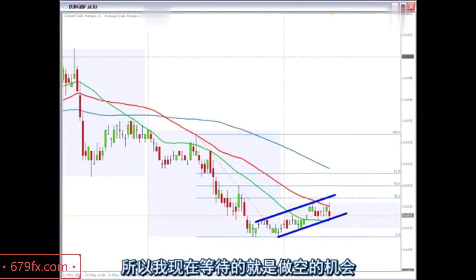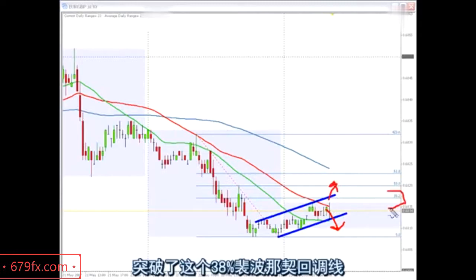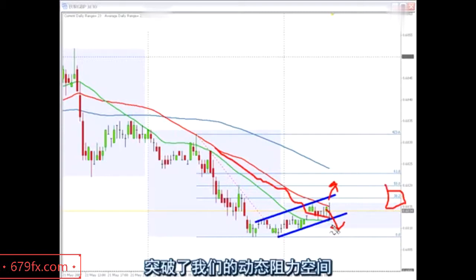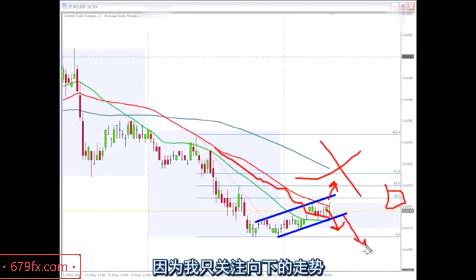So I'm definitely looking for a short opportunity here. I'm searching for a breakout to the downside of this flag. If I see that we break to the upside, we break the 38% Fibonacci, and especially the dynamic area of support and resistance, I will cancel this setup as usual. My trade plan is always to the downside. In this case, it's to the downside. Any breakout to the upside will cancel the whole thing.